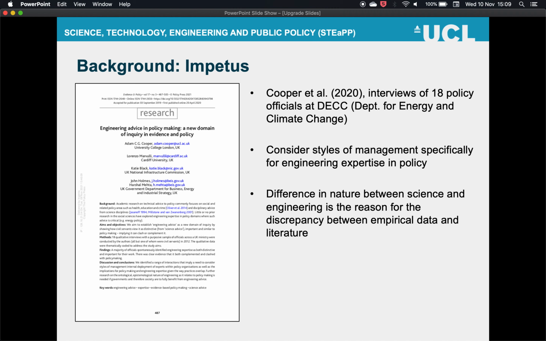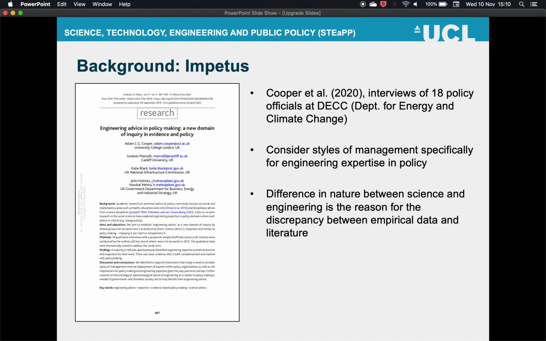So the background for my research is an article by Adam Cooper, who is my supervisor, who did interviews of 18 policy officials at what was then called DECC, the Department for Energy and Climate Change. The data is from 2012. The article also carries out, on top of original empirical data, a literature review of science advice and policy studies, and identifies key articles by most cited debates. It provides an overview of key notions per debate with a focus on the topics covered and the terminology, so to see if engineering advice is mentioned.